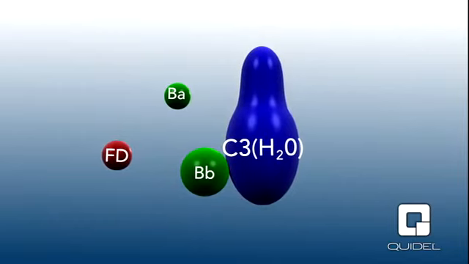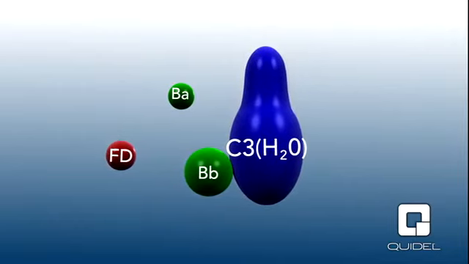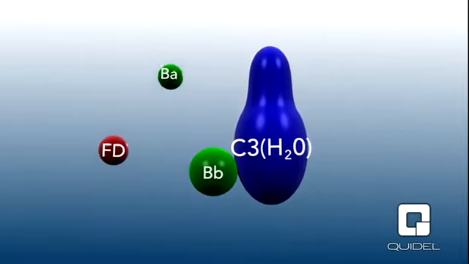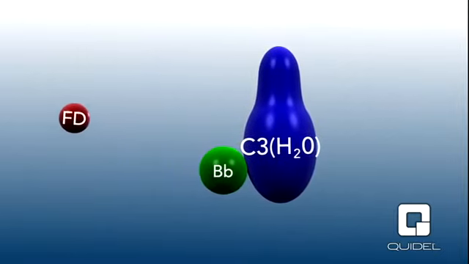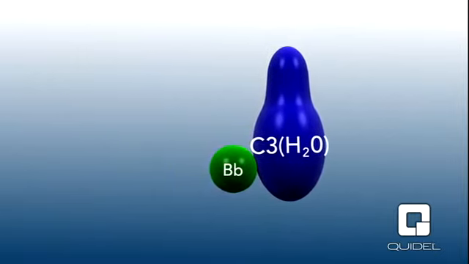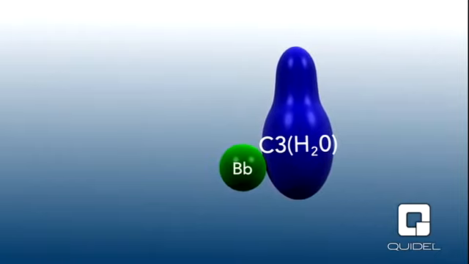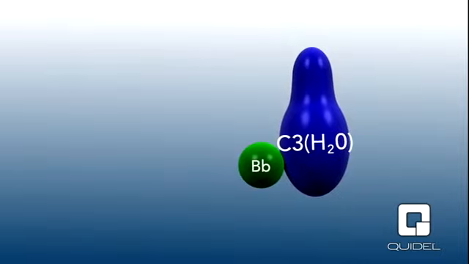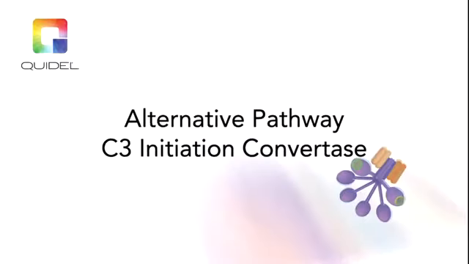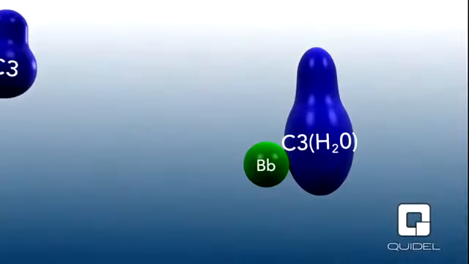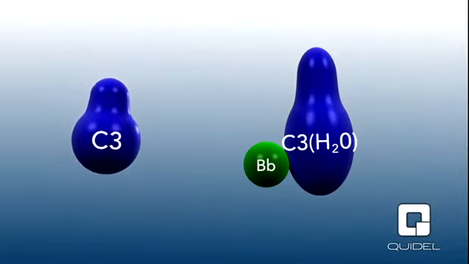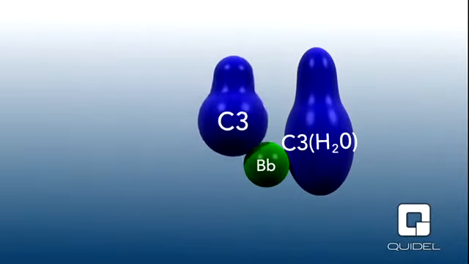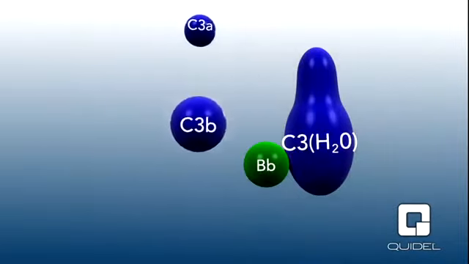Factor D cleaves factor B into two fragments, Ba and Bb. The enzymatically active Bb fragment remains associated with C3 water, and this bimolecular complex is the alternative pathway C3 initiation convertase. Alternative pathway C3 initiation convertase. This initiation convertase cleaves C3 into two fragments, C3a and C3b.